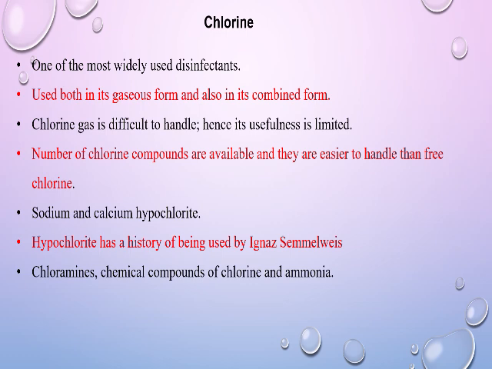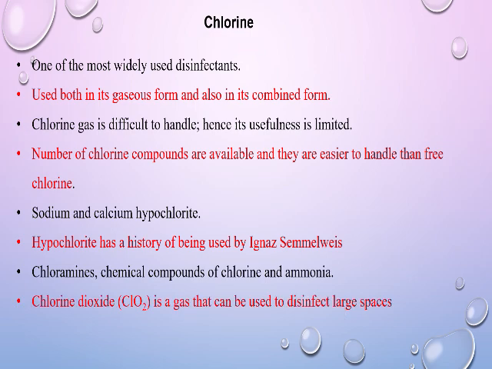They are less effective than hypochlorites, but they are more stable, release chlorine slowly, and are long-lasting and hence more preferred. Chlorine dioxide is a gas that can be used to disinfect large spaces. For example, it was used to treat the office buildings contaminated with anthrax spores after the bioterrorism attack of 2001 in US.